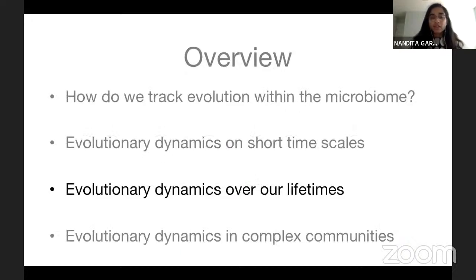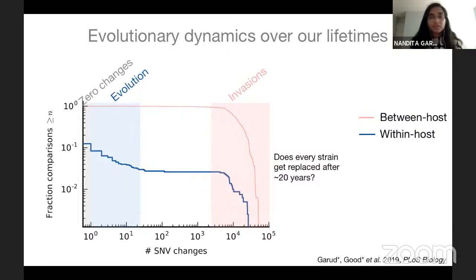So now we wanted to ask, what do the evolutionary dynamics look like over our lifetimes? Specifically, do the microbes inside of us keep adapting such that it becomes difficult to replace the resident lineage that has become so well adapted, or are there limits to adaptation? So remember that we saw a small fraction of populations becoming replaced in just 6-month timescales.